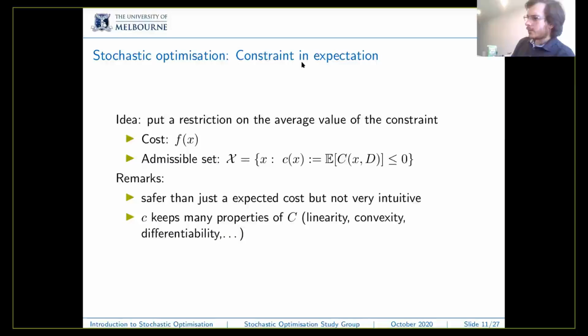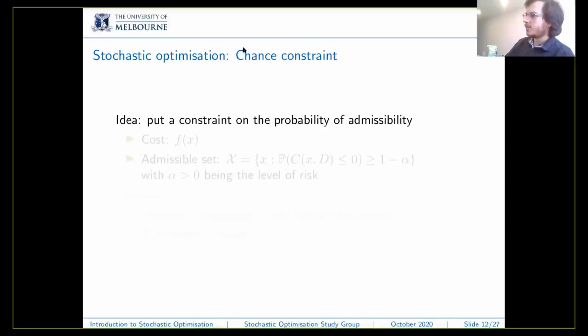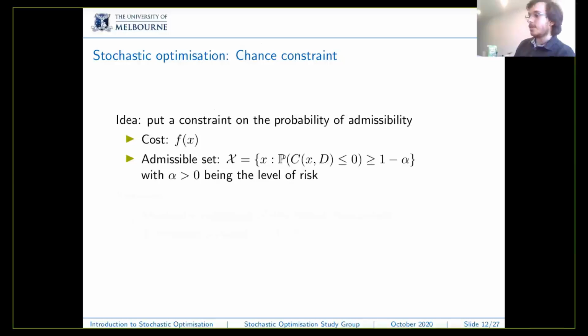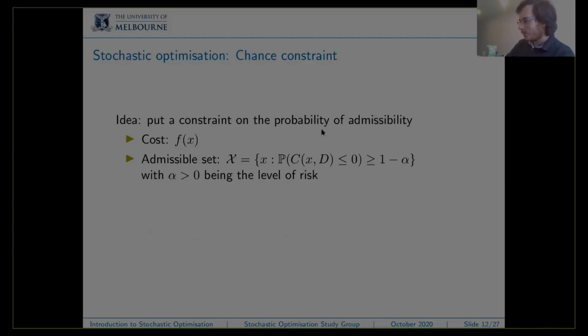The last problem I want to present in this decision-first setting is the case of the chance constraint problem. So here the paradigm is a bit different. We care about the specific realizations of the uncertain parameter, and we want to put a constraint on the probability of admissibility. So here we do not specify the cost, but the admissible set will be a bit different. We choose the x such that we have a constraint on the probability of admissibility.